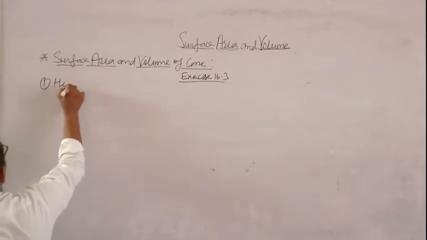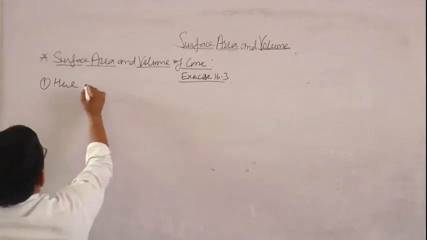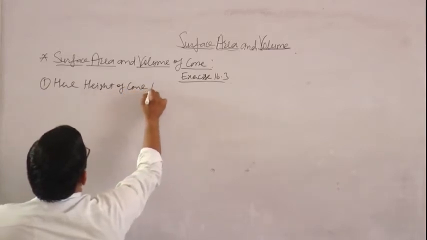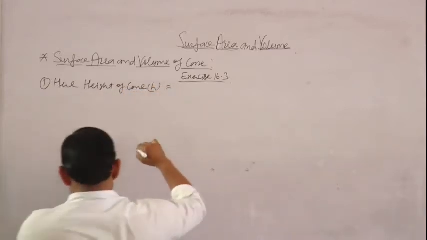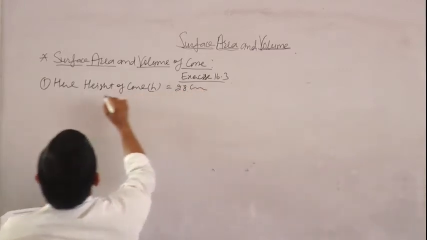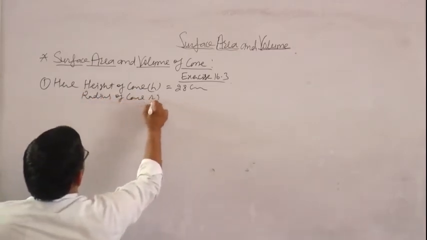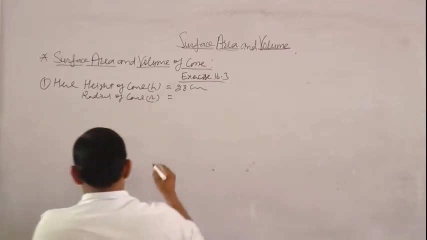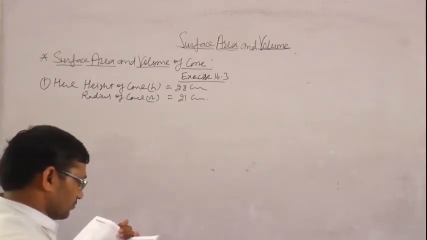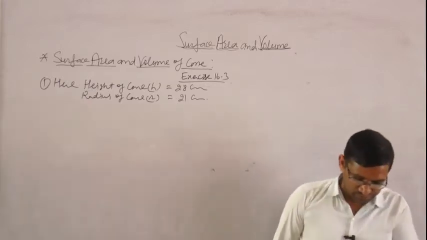First question, what is given here? Height is 28 cm. Height of cone is represented by H, that is 28 cm. And radius of cone is represented by R, that is 21 cm. In this question we find curved surface area, total surface area and volume of cone.